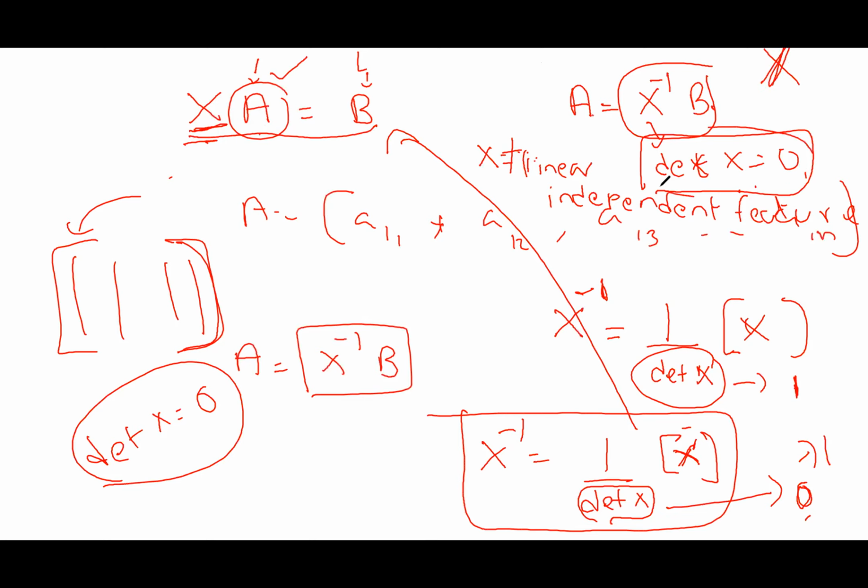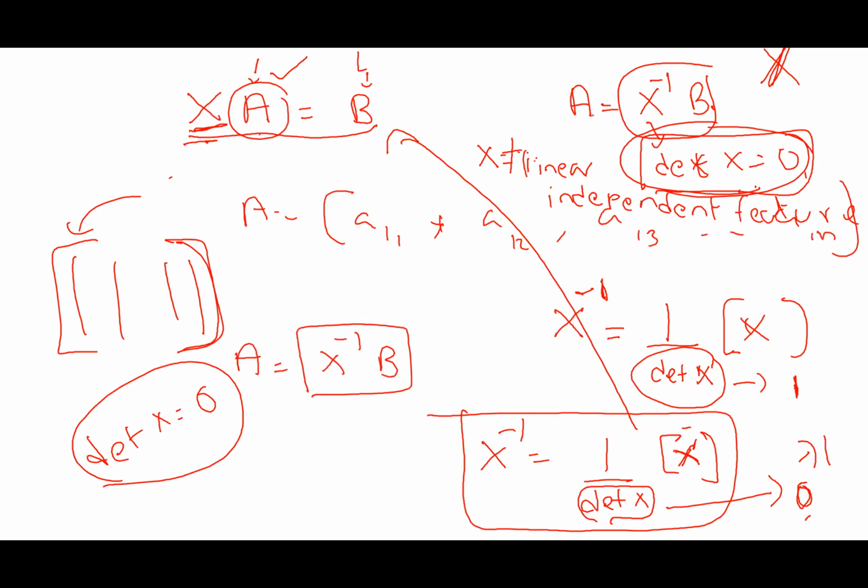And when is determinant of X equals 0? When X has linearly dependent features. Determinant of a matrix is not 0 when it has linearly independent features. Now you see how everything is tied together, right? So now let us go back into our slides and see whether this is possible or not.